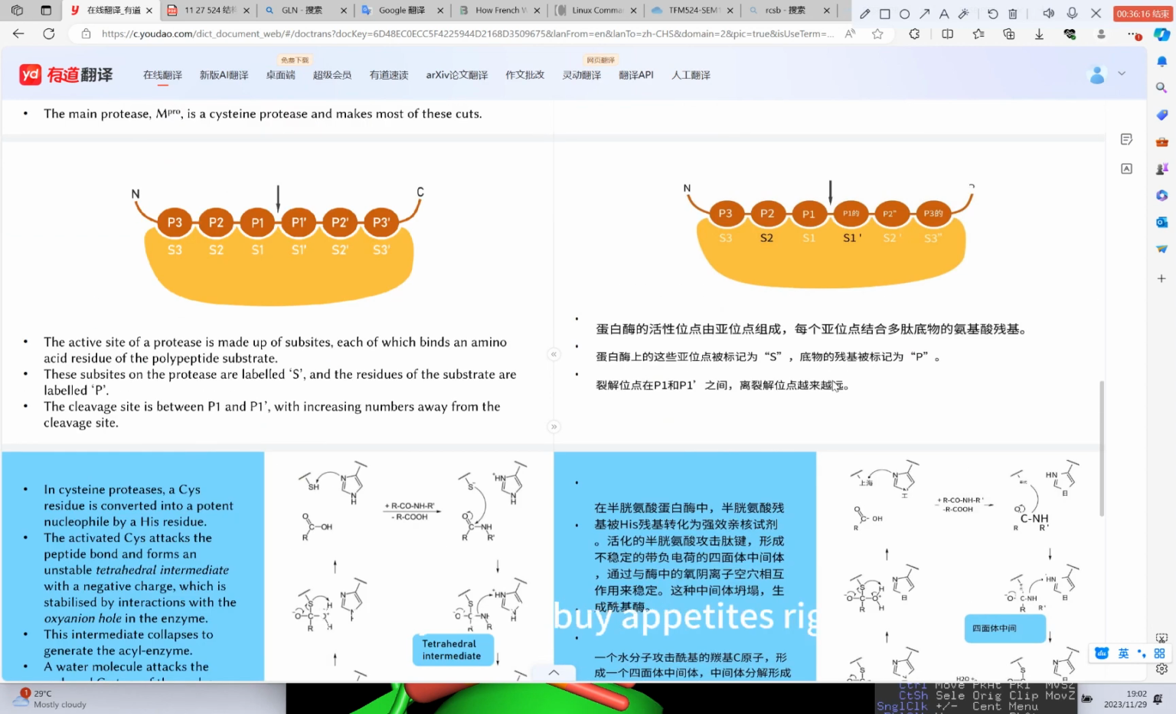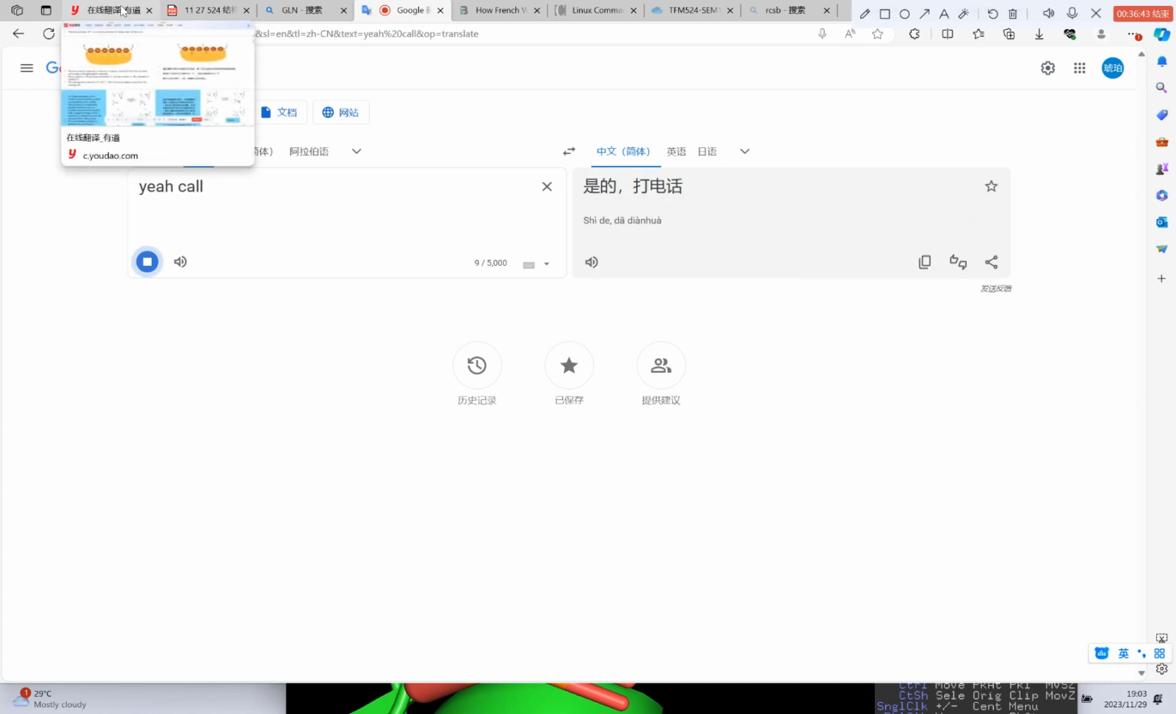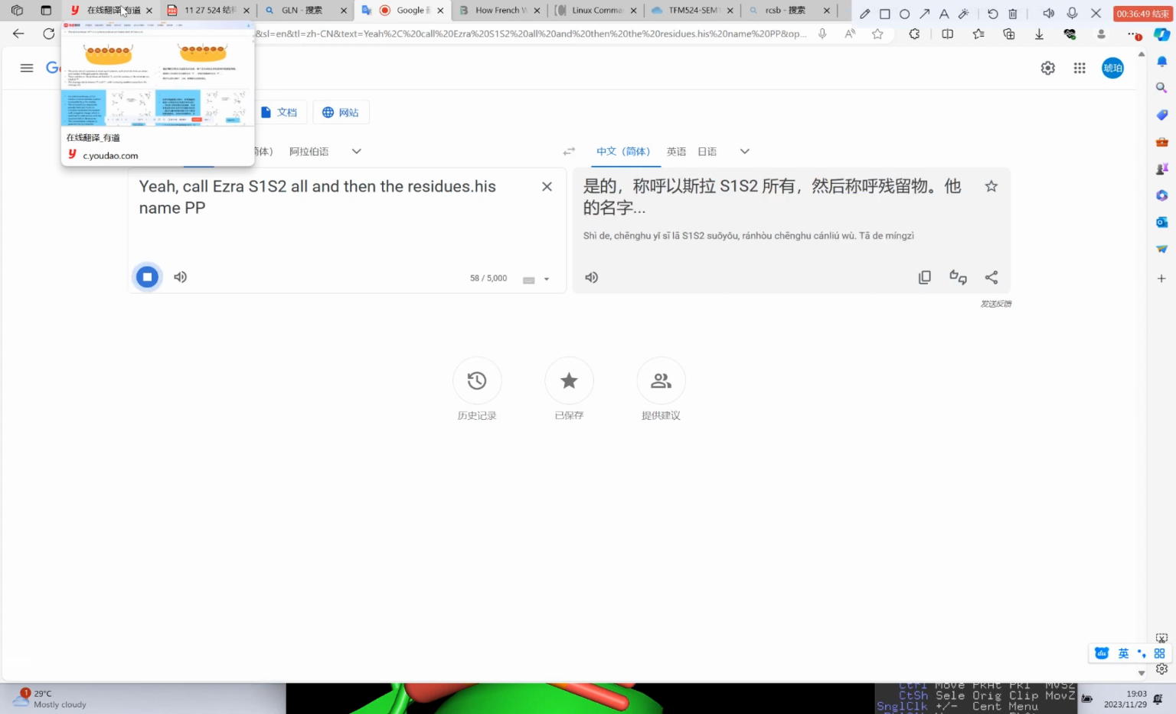So for proteases, it will bind peptides, right? So the catalytic site will bind several amino acid residues. So the active site of a protein is made up of subsites. Active site, inside we have subsites, okay? Each of which will bind an amino acid residue of the polypeptide substrate. Alright? This one is very easy, just the naming. So the subsites of the protein are called S1, S2, and so on. And then the residues are named P1, P2, P3. Okay? We have S and P.